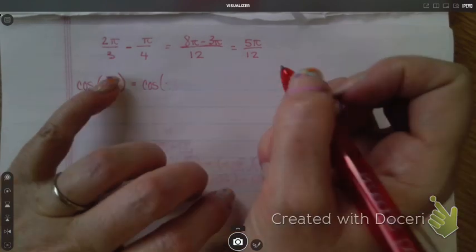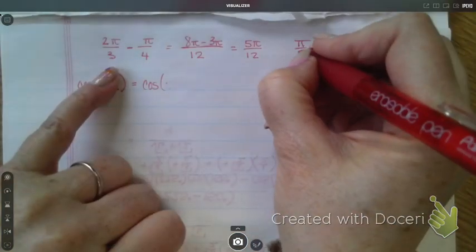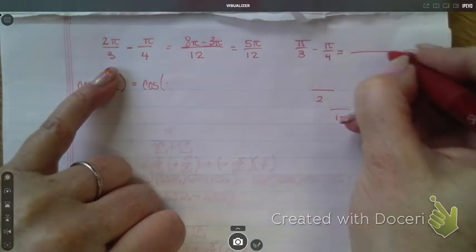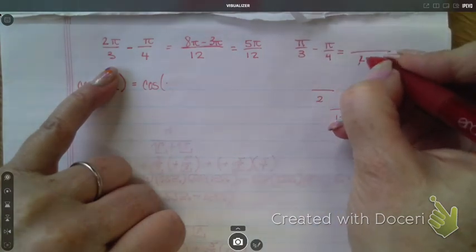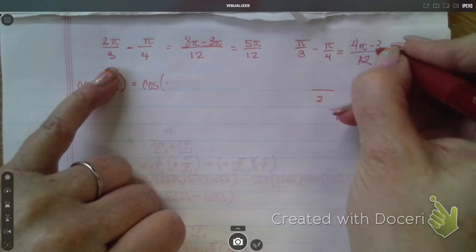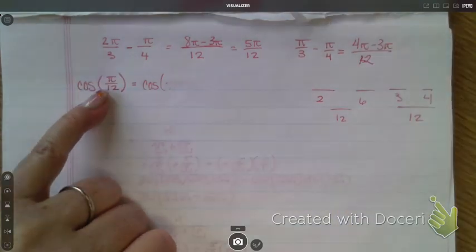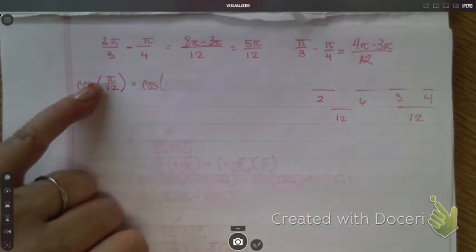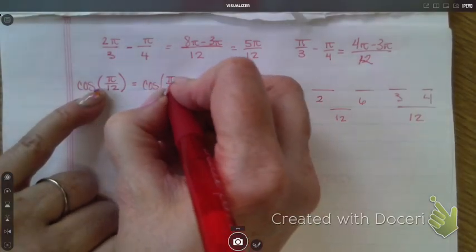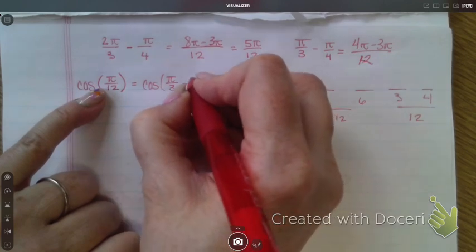So pi over 3 minus pi over 4. Over 12, 4 pi minus 3 pi would be 1 pi. Yes. These are ones you're probably going to have to think about a little bit harder. So then we know that it's going to be pi over 3 minus pi over 4.